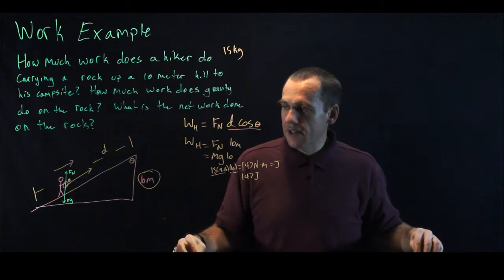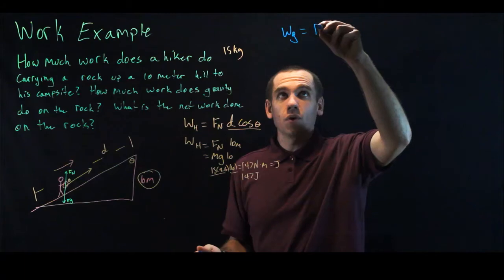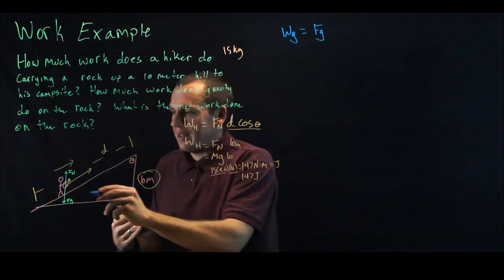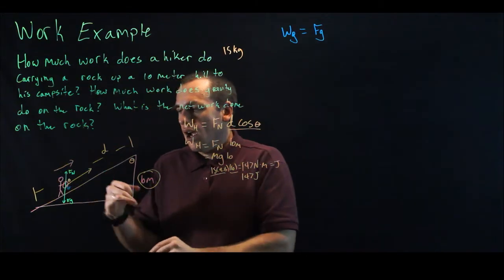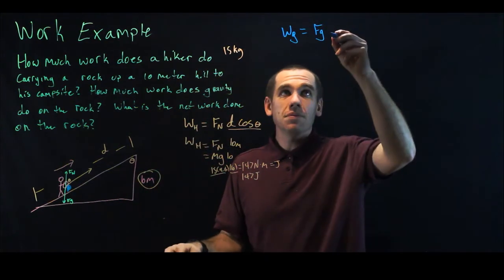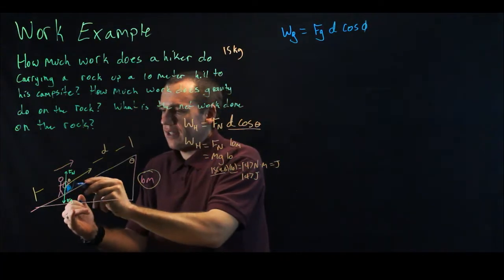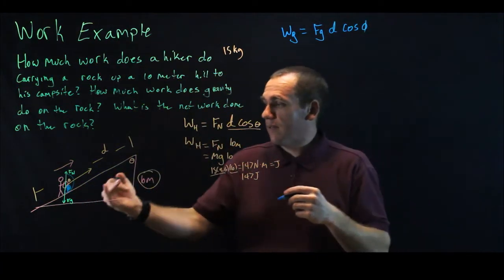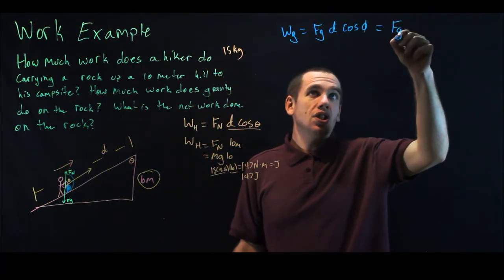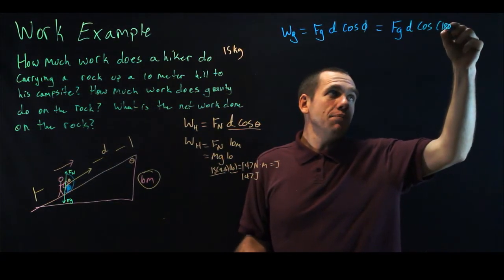Now I'm also supposed to find the work done by gravity. So same thing, the work done by gravity is equal to the force due to gravity times the angle between gravity and the displacement. Now that's this angle here. I guess I should not call that theta, let's call it phi. So this would be Fg times d times the cosine of phi. But there is a relationship between this angle and that angle. And that relationship is, of course, 180 minus theta. So this is equal to Fg times d times the cosine of 180 minus theta.